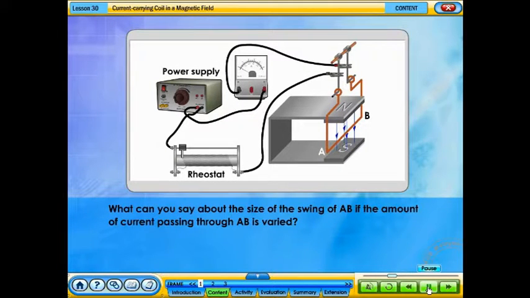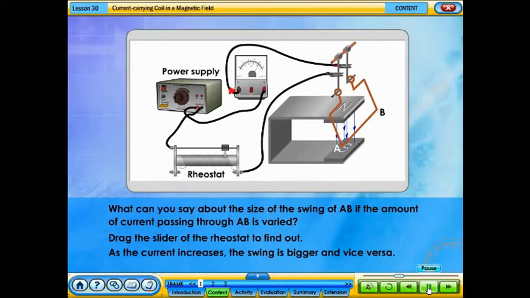What can you say about the size of the swing of AB if the amount of current passing through AB is varied? Drag the slider of the rheostat to find out. As the current increases, the swing is bigger, and vice versa.